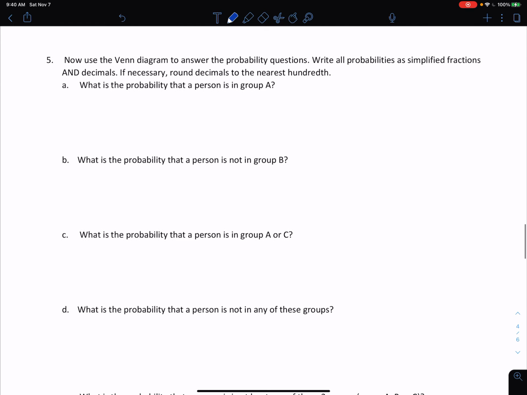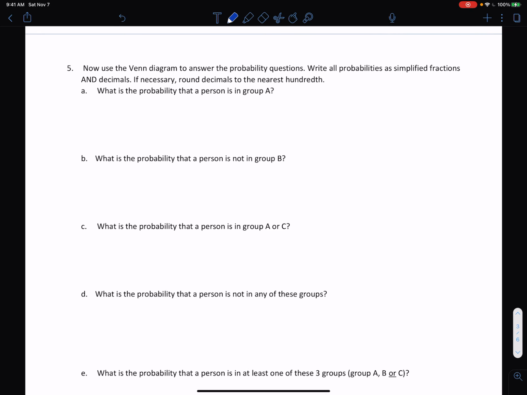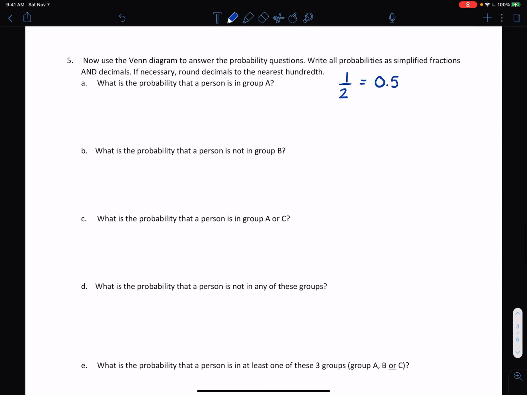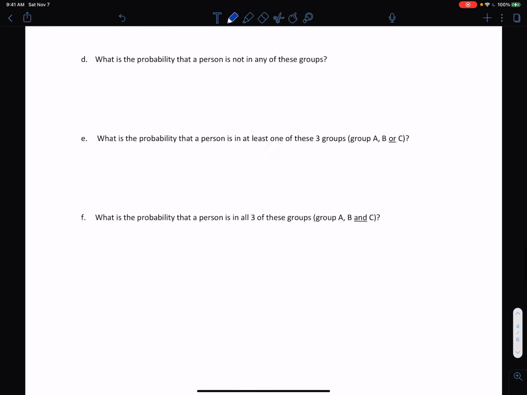Then in number 5, you're going to use that Venn diagram you built in number 4 to answer these probability questions. You're going to write all probabilities as simplified fractions and as decimals. So for example, if you had a probability where the answer was 1/2, I'd be expecting to see both the answers of 1/2 and 0.5 to earn full credit. If you need to, round your decimals to the nearest hundredth. So read through those questions and make sure you understand them.